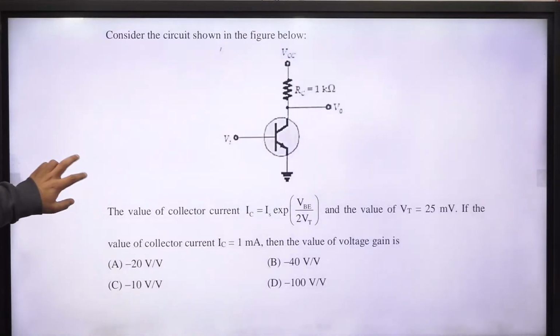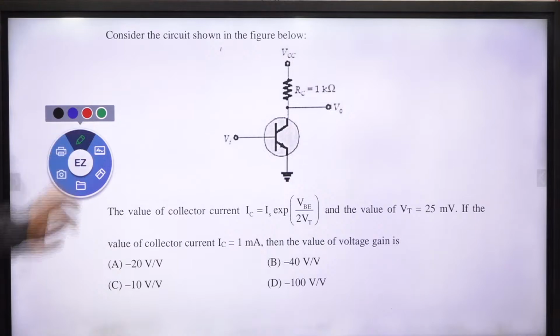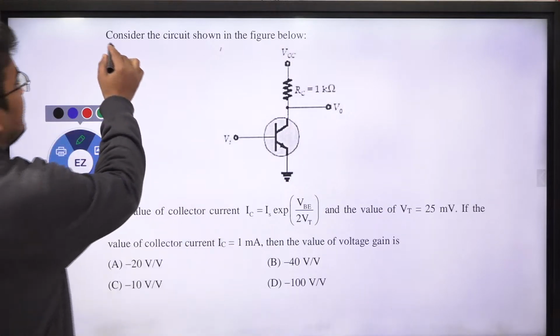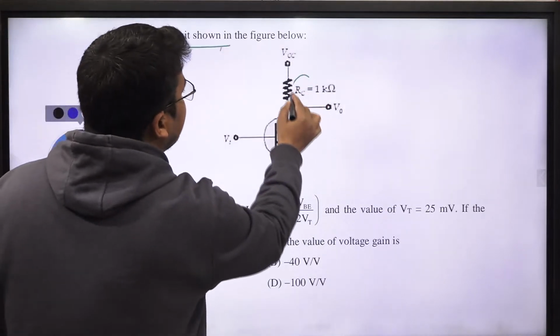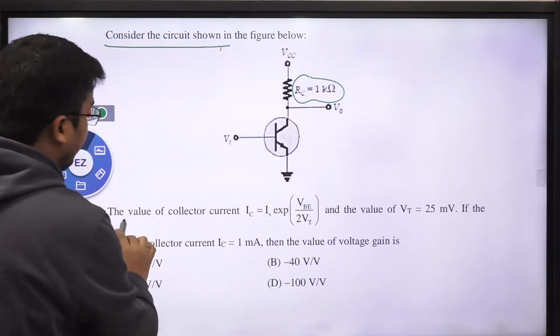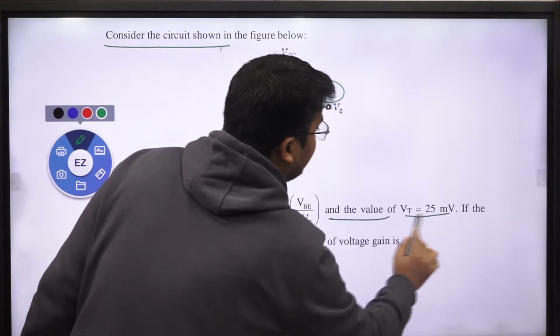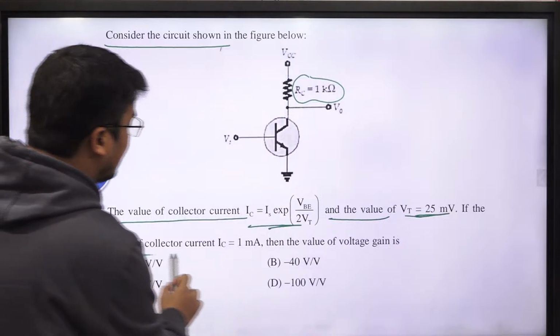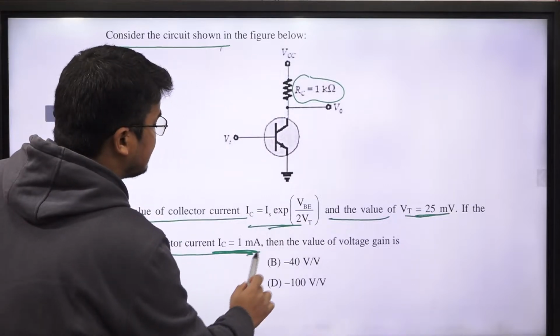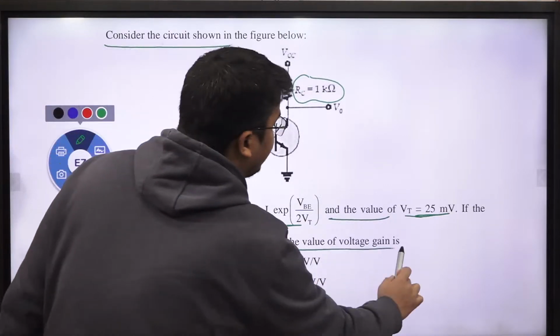Next question is this one. Now, consider the circuit shown below in the figure. The RC value is 1 kilo ohm. The expression for the collector current is given here, and the value of VT is 25 millivolt. If the DC collector current is 1 milliampere, then what will be the voltage gain?